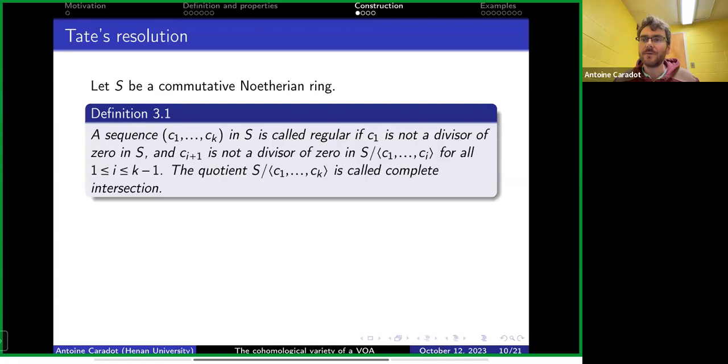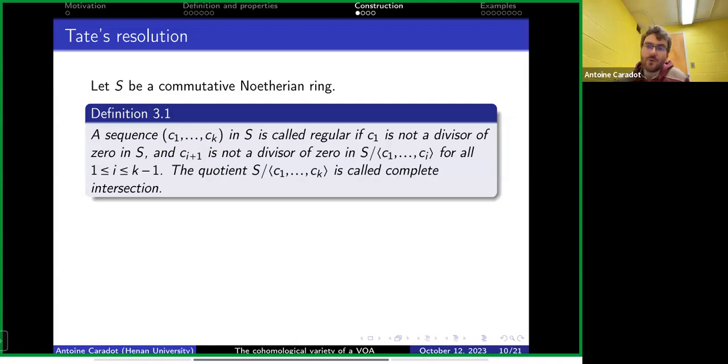So now for the construction, if you consider S to be a commutative Noetherian ring, we need to set up some definitions before I can give the main result. A sequence of elements in S will be called a regular sequence if, by an induction process, C1 is not a zero divisor in S, and then C(i+1) is not a zero divisor in S quotiented by all the Ci's that come before.